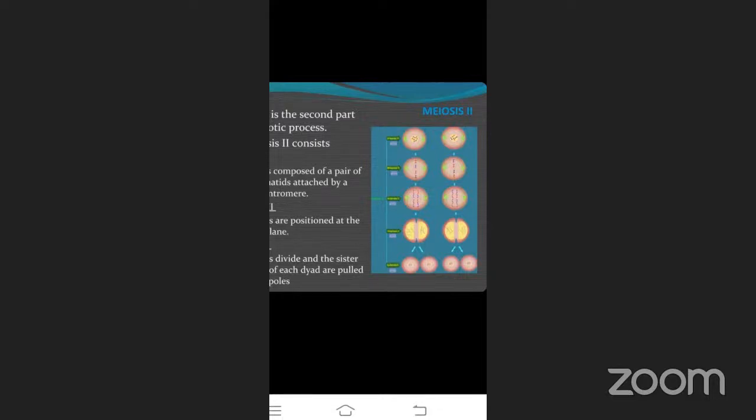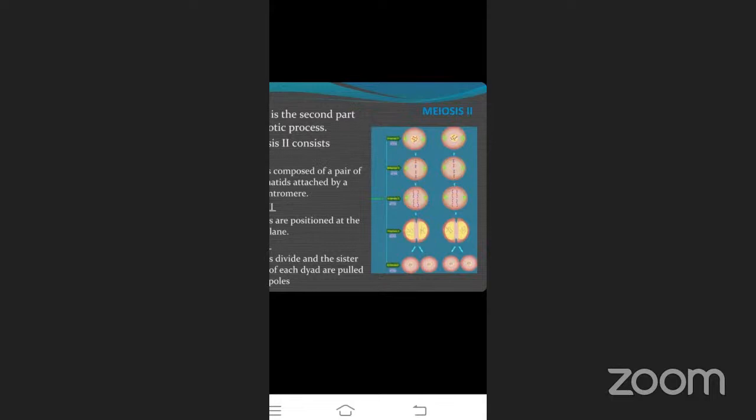Next one is meiosis 2. The second meiotic division is similar to mitosis, but the DNA is not duplicated in this interphase. Meiosis 2 includes four stages: prophase, metaphase, anaphase, and telophase. So the prophase is a very short phase. The chromosomes with the two chromatids become short and thick. The nucleolus and nuclear membrane disappear. Spindle formation starts.